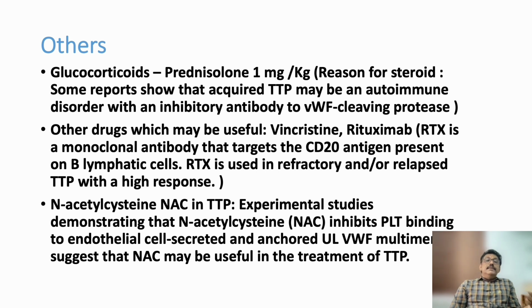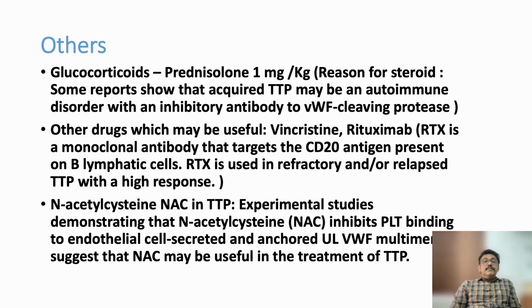Another drug which can be used instead of steroid is rituximab. That is a very safe immune modulator compared with steroids, but it is costlier than steroids. Rituximab is a monoclonal antibody that targets the CD20 antigen present on B lymphocyte cells. So that also reduces the antibody formation from the B cells. If there is refractory TTP, or if the patient does not improve, or if there are adverse effects due to steroids, or the patient can afford it, you can go for rituximab. That gives better results than steroids because the side effect profile is better.